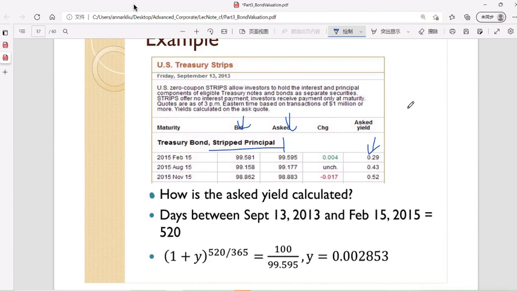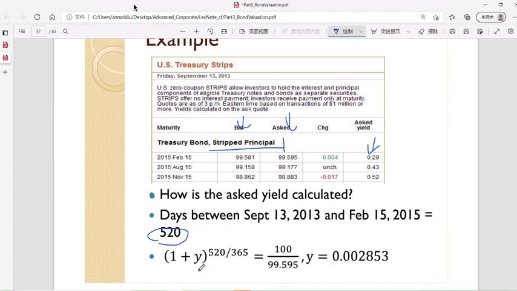is how much? It's September 13, 2013, and we would like to know the yield for the strip maturing on February 15, 2015. So there are 520 days between these two dates, right? And so what's your yield? You compute it using this formula.